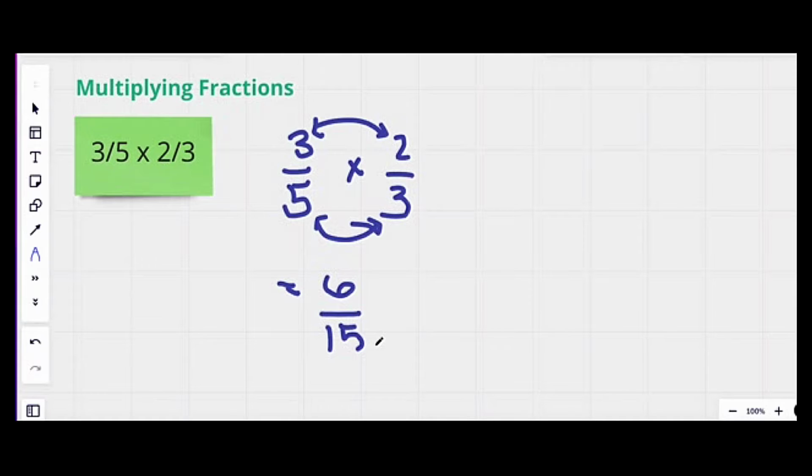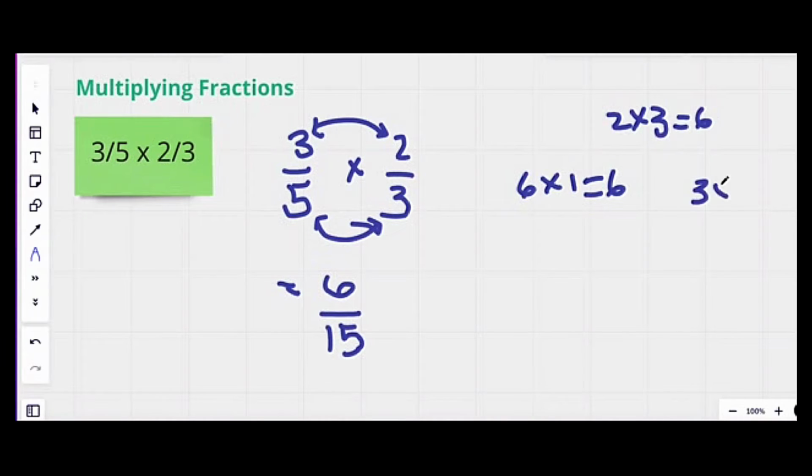Now we want to reduce this to its simplest form. In order to do that, we're going to think about whether there is a number that fits into both 6 and 15. We know the factors of 6. 6 times 1 equals 6. What is another number that can be multiplied to get 6? We've got 2 times 3 equals 6.